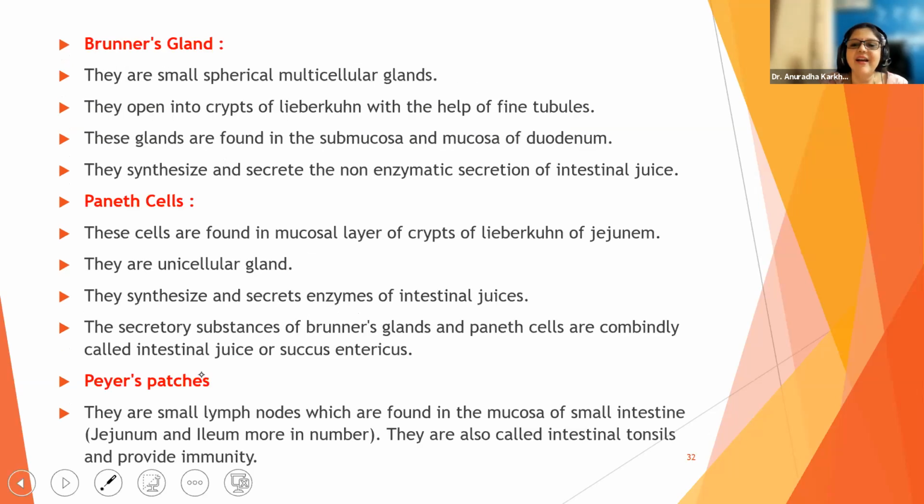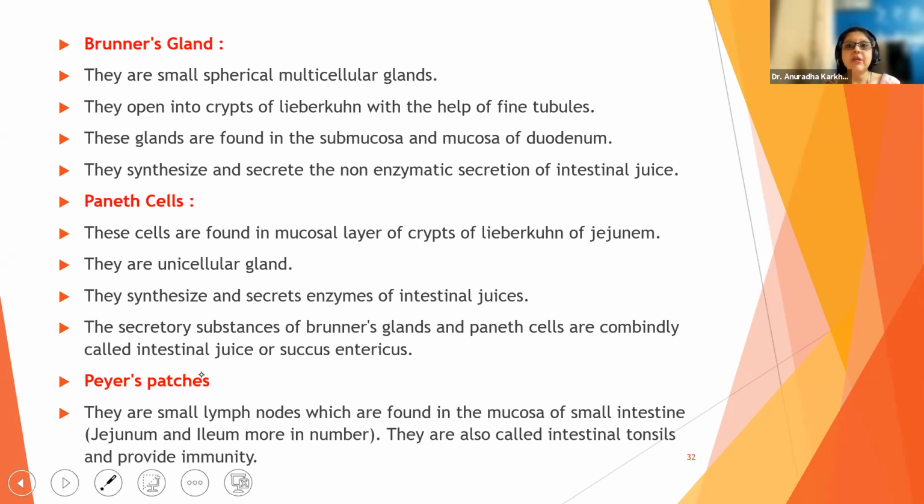Okay. Then we come to what? Brunner's glands. So now we are coming to specific glands. These glands are also going to be very important. And we're going to talk about what their secretions are and all. See, Brunner's glands are small spherical multicellular glands. They open into the crypts of Lieberkühn with the help of fine tubules.